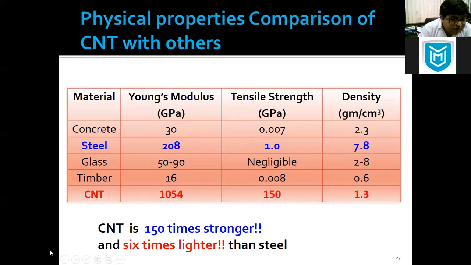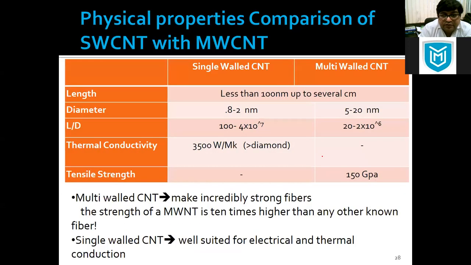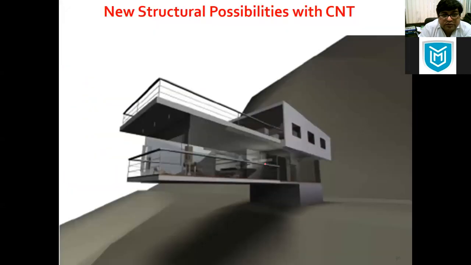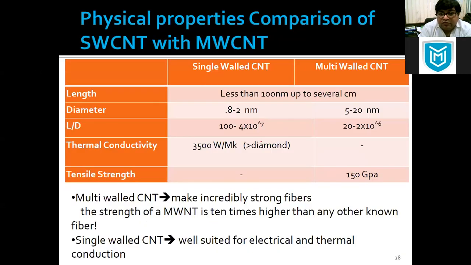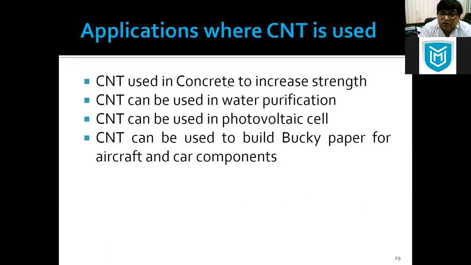So you can imagine that if we are using this, for example, if cement, concrete or steel is replaced with carbon nanotube, then what amazing things we can do, right? I'll show you one hypothetical picture. Then probably in future we can have a cantilever like this, because it is one sixth the weight and 150 times stronger, right? Now if we compare single wall and multiple wall carbon nanotube, then these are the properties. CNT can be used in concrete to increase the strength. CNT can be used in water purification.